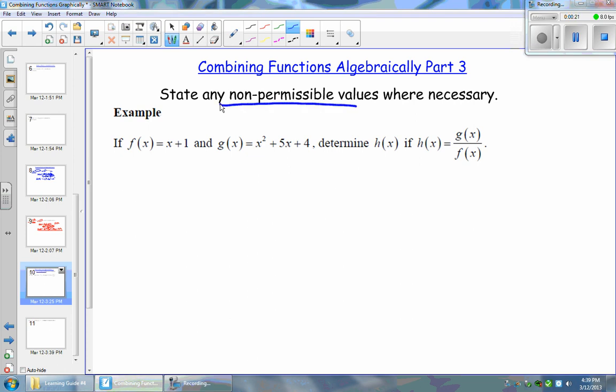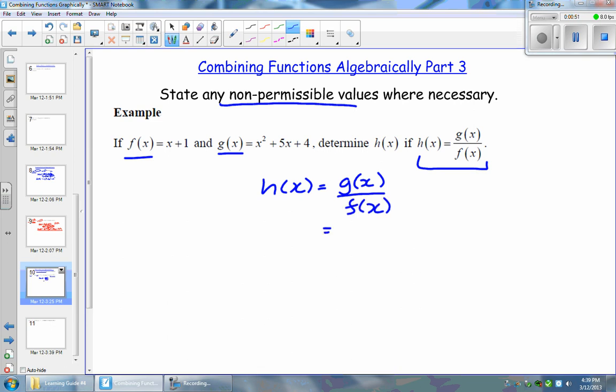But in case you forgot, they're values of x or any variable that make the equation invalid. It makes it undefined. All right, so here's my first example. We're given two different functions and we want to find h of x. This time h of x is given by g of x over f of x. So we are essentially finding a quotient here. We're going to be dividing.